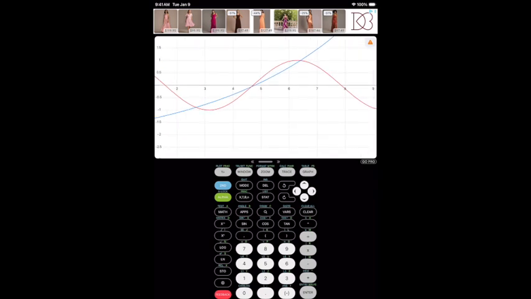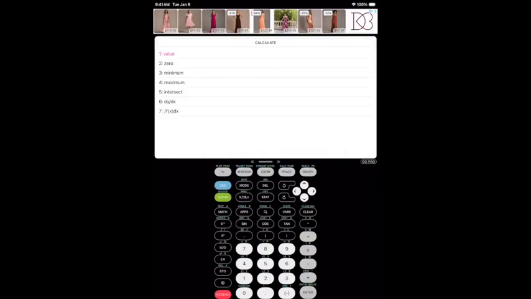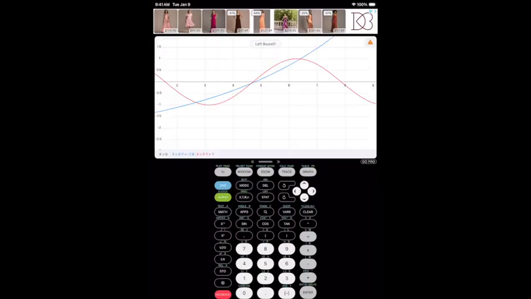Now, I do need to find these intersection points. The way to do it is we need to go to calculate, which is right above the trace in blue. So you have to hit second, trace. This is if you want to calculate any value: x-intercepts, minimum, maximums, intersections, derivatives, or integrals. But in our case, we want to do the intersection. The calculator doesn't know where we're looking at. There's multiple intersection points there, so we have to narrow it down for the calculator.